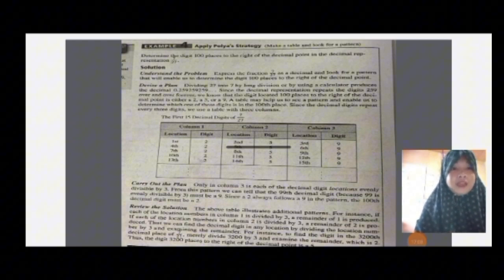2.259. Since the decimal representation repeats the digits 259 over and over forever, we know that the digit located 100 places to the right of the decimal point is either a 2, a 5, or a 9. A table may help us to see a pattern and enable us to determine which one of these digits.